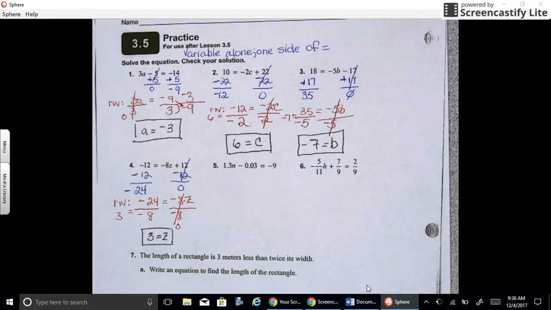All right. So the problem is 1.3n minus 0.03 equals -9. So if I want the variable alone on one side of the equation at the end, which in this case is the letter n, I need to move that -0.03 over to the other side of the equal sign where the -9 is. How do I do that, Aiden?